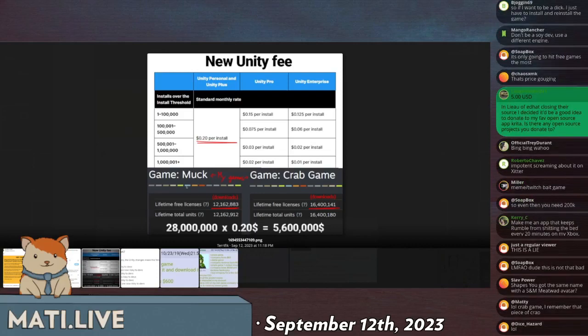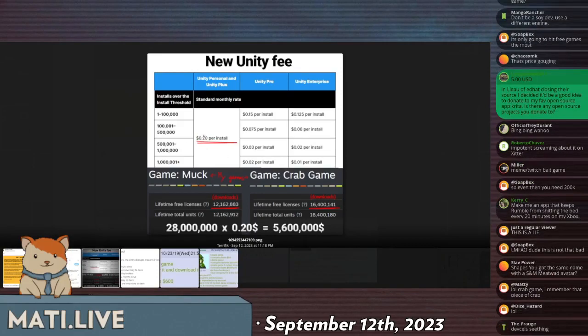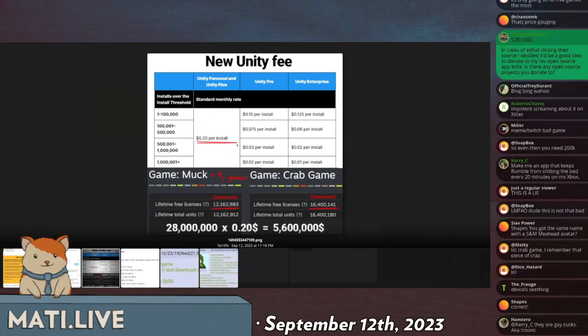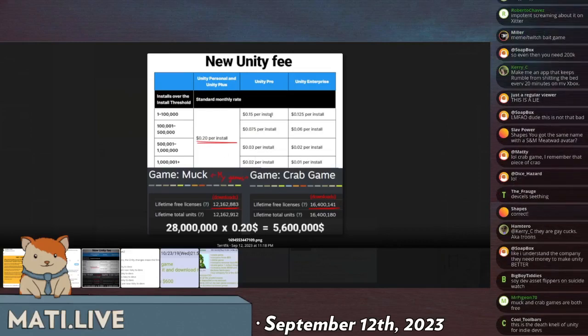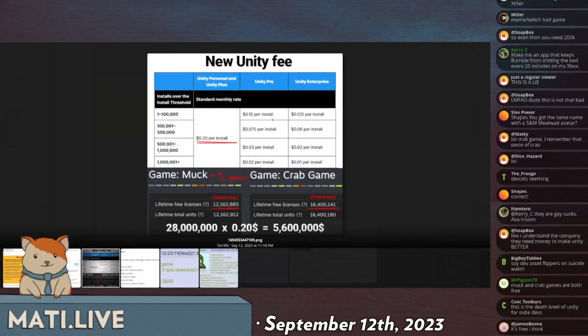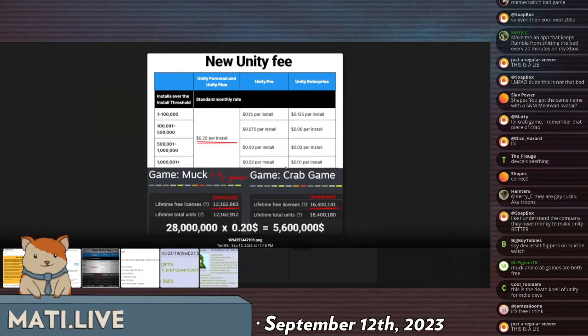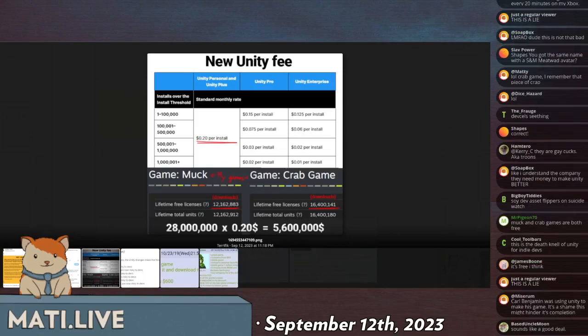This is not that bad. I disagree. I think that this is bullshit. This fee schedule is not to get you to pay 20 cents per install. It's closer to, they want to get you to buy the subscription. Because I think the subscription for Unity Pro is like $200. Actually, I want to say it's $200 a month. I'll look this up real quick.